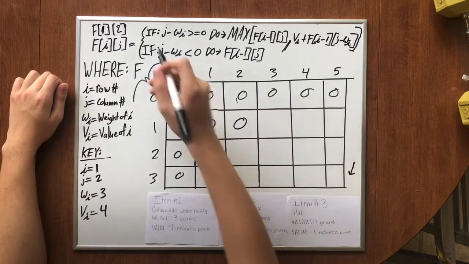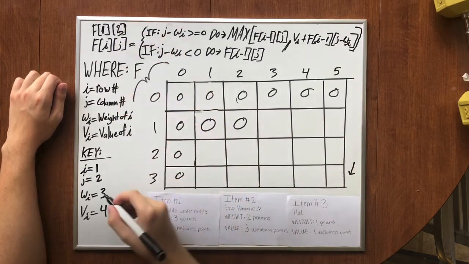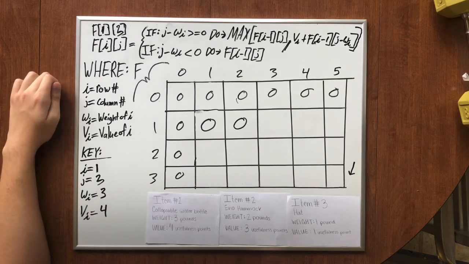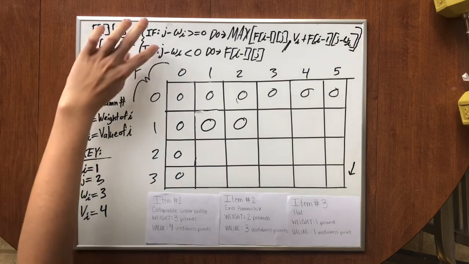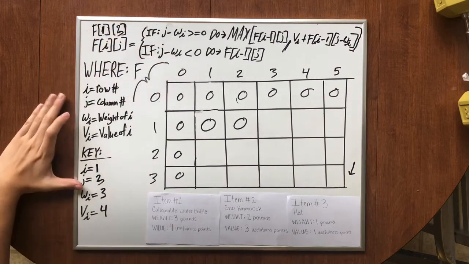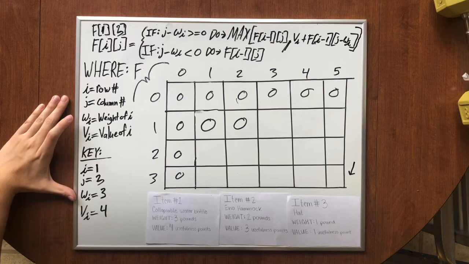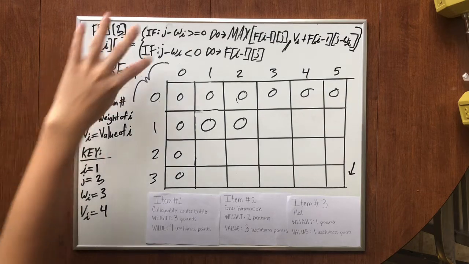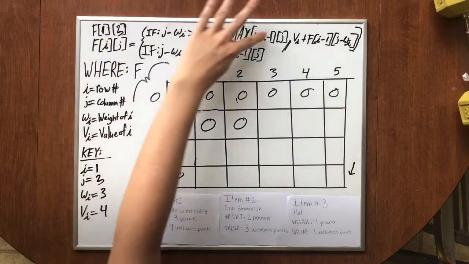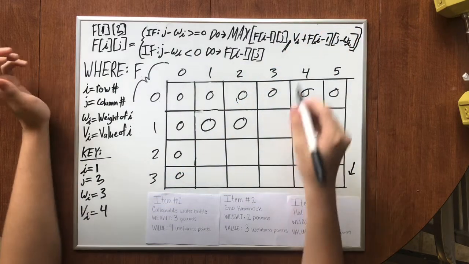Then we need to increment J again. It's going to be a 3 now, right? So start here. J is 3. WI is 3. So now 3 minus 3 is 0. So we have to use this top formula now. This is where things get a little tricky.